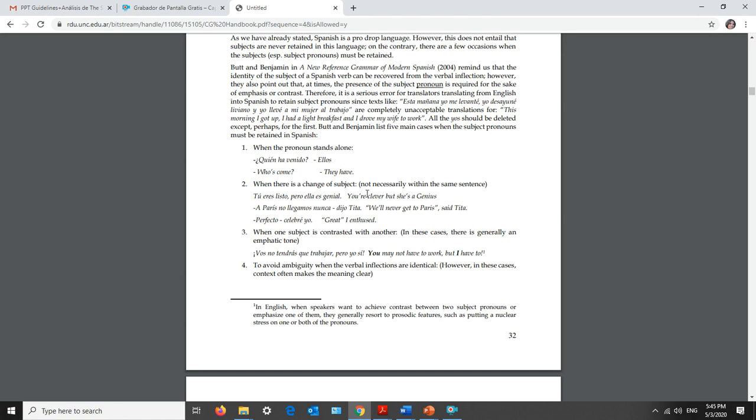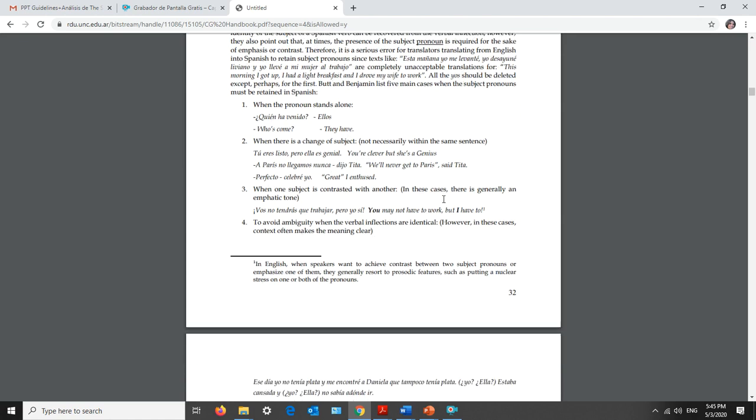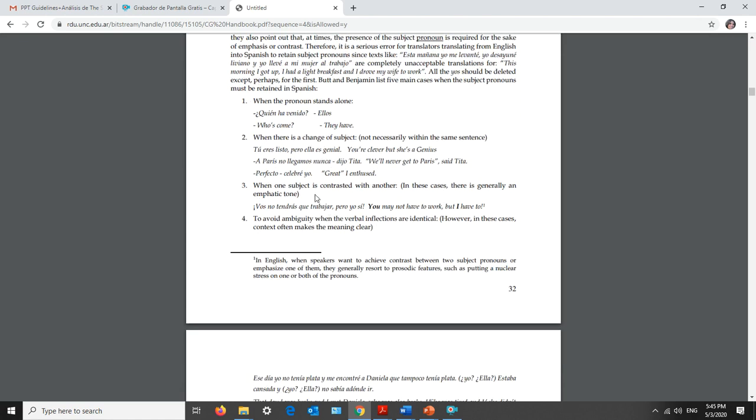Is there a change of subject? So in order to avoid ambiguity, we should specify the pronoun whose referent we're pointing to. Is the subject contrasted with another? So is there a contrastive effect at stake, and therefore you ought to mention the personal pronoun vos, contrasted against yo here.